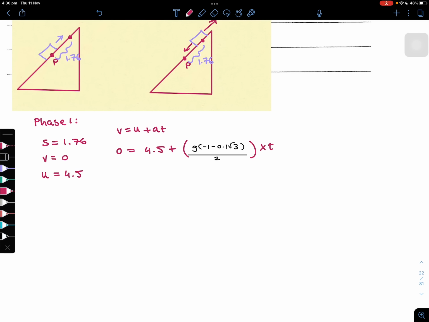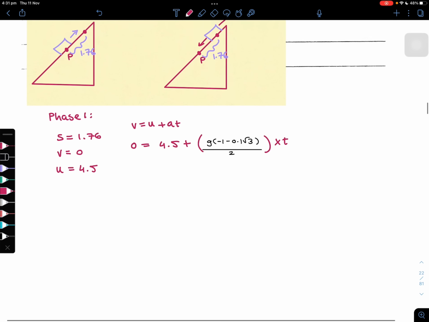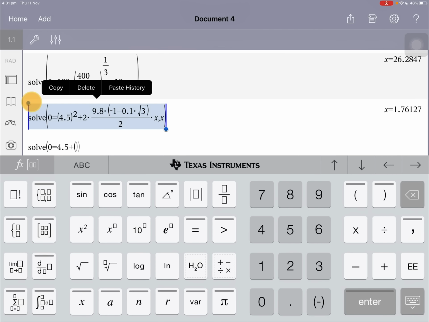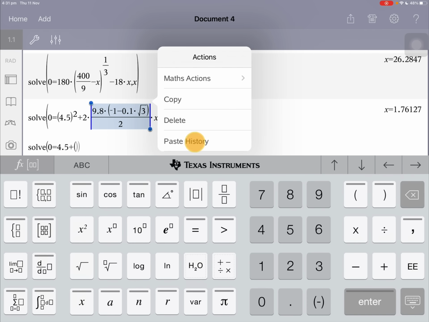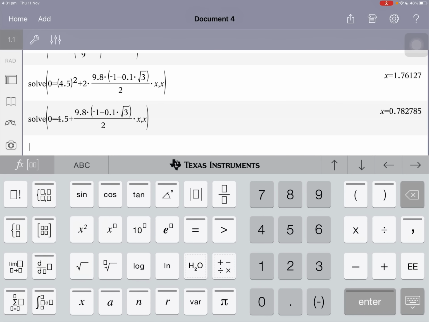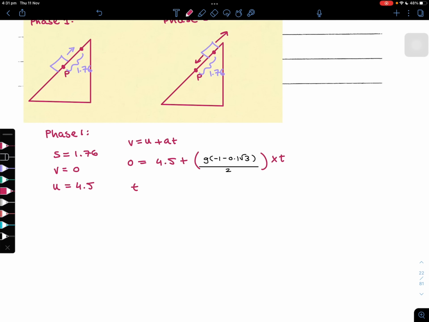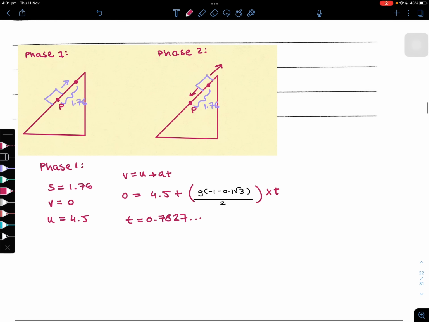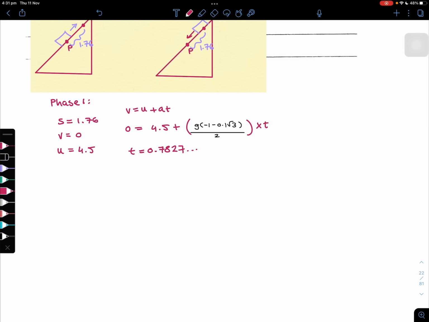Now solving for time here will tell us how long it takes for the mass to actually go up the 1.76 meters. So let's go to our calculator and we go solve. We can go 0 is equal to 4.5 plus our acceleration, which was right here, times t, or we can use x. 0.7827. So that's our time, and that's how long it takes for phase 1. Now we actually need to work out phase 2 as well.